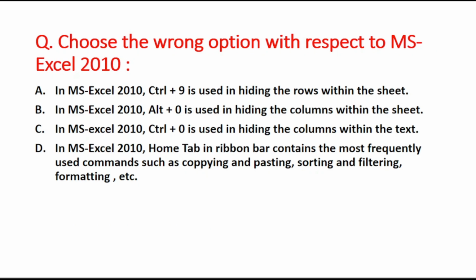A option is in MS Excel 2010, Control plus 9 is used in hiding the rows within the sheet. B option is in MS Excel 2010, Alt plus 0 is used in hiding the columns within the sheet. C option is in MS Excel 2010, Control plus 0 is used in hiding the columns within the text. D option is in MS Excel 2010, Home tab in ribbon bar contains the most frequently used commands such as copying, pasting, sorting, filtering, formatting, etc.